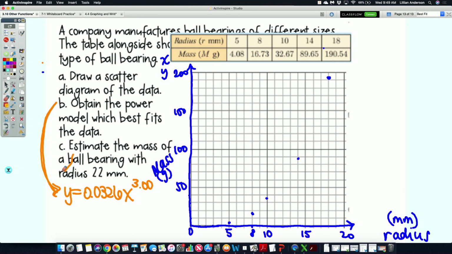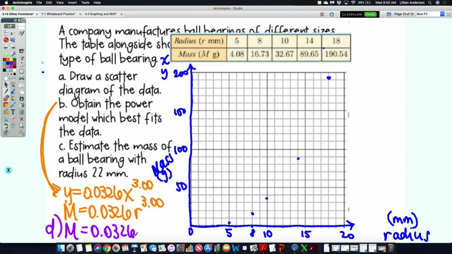And you can use that equation to find C, which says to estimate the mass of the ball bearing with a radius of 22 millimeters. And actually, let me fix this equation before we do that. What did Y represent? Mass. So I'm going to replace Y with M. And then what did X represent? Radius. So I'm going to replace X with R. That way, when I answer part C, which asks me to find the mass with the bearing of 22 millimeters, I'm plugging in 22 for R to find my M.